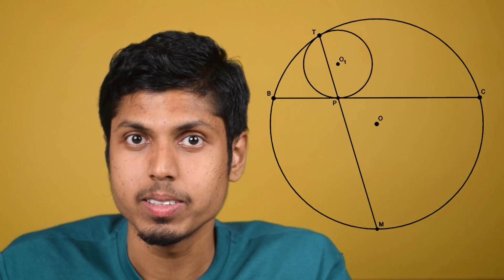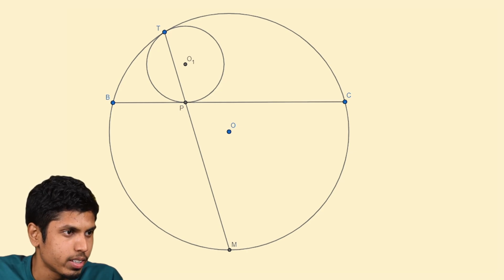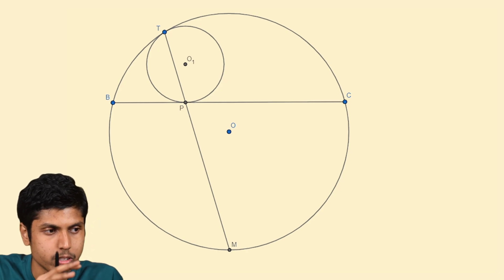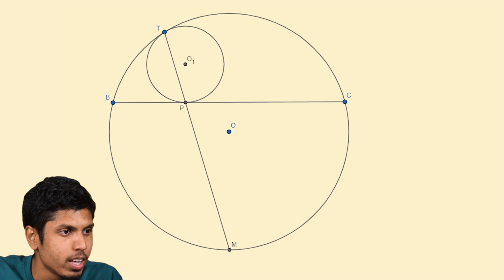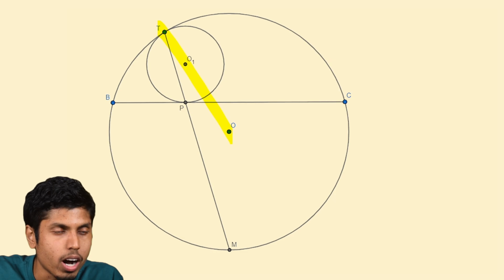Let's get started. Here is the configuration that we are thinking about. First, let the center of the smaller circle be O1. Let's prove that points T, O1 and O are collinear.